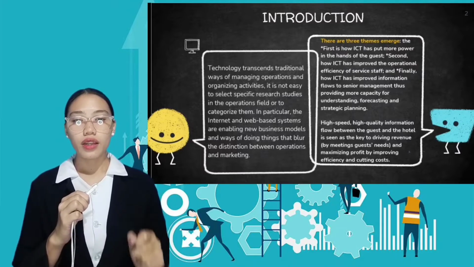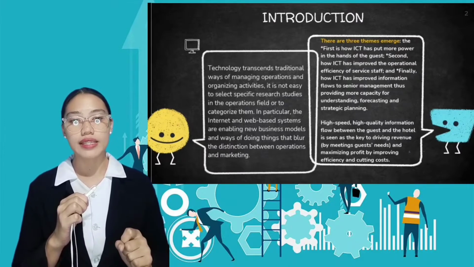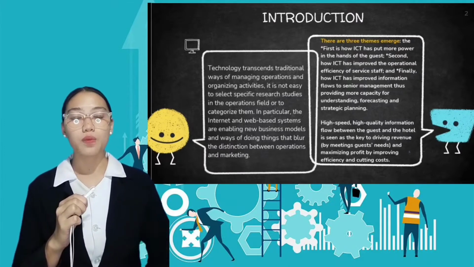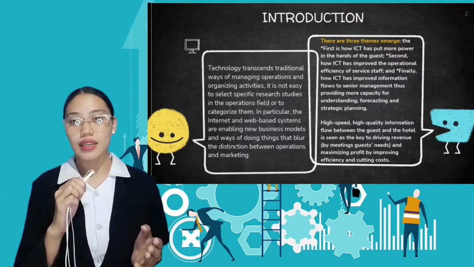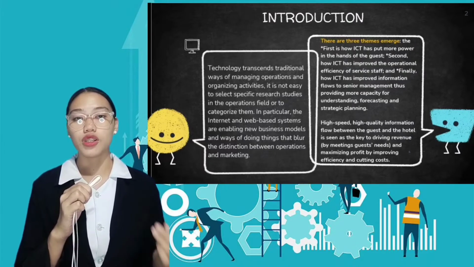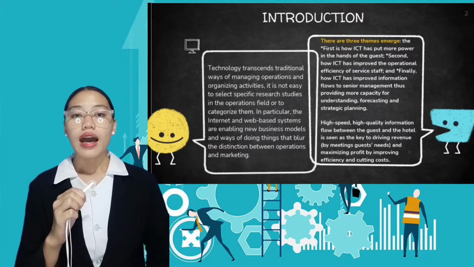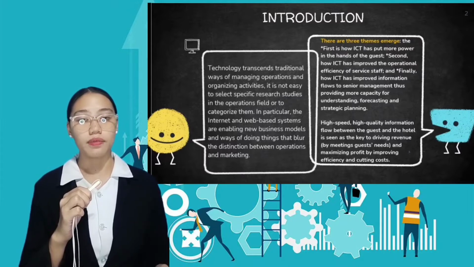For new business, it can make them flexible in changing their workflow, focusing, and connectivity. There are three themes that emerge. The first is how ICT has put more power in the hands of guests. Second, how ICT has improved the operational efficiency of service staff. And finally, how ICT has improved information flows to senior management, thus providing more capacity for understanding, forecasting, and strategic planning. As we all know, the hotel industry is typically defined as a segmented system of innovation and production.